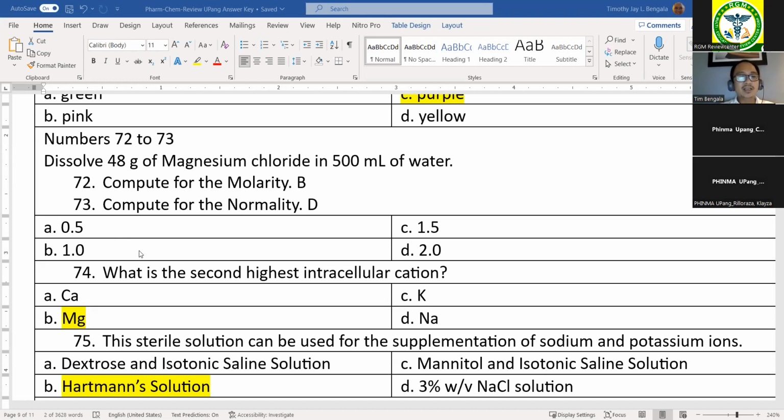What is the normality? Normality will use the factor, because magnesium has a charge of 2, so the factor would be times 2. So just multiply by 2. So 1 times 2, so the answer would be letter D.